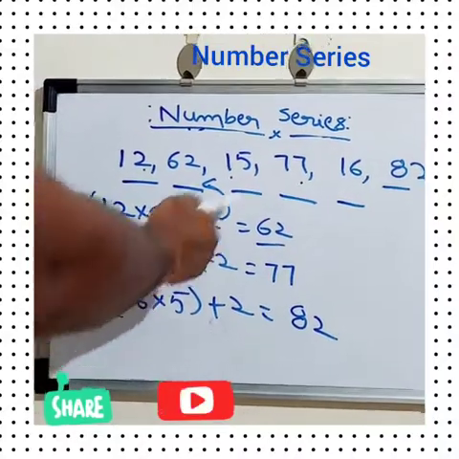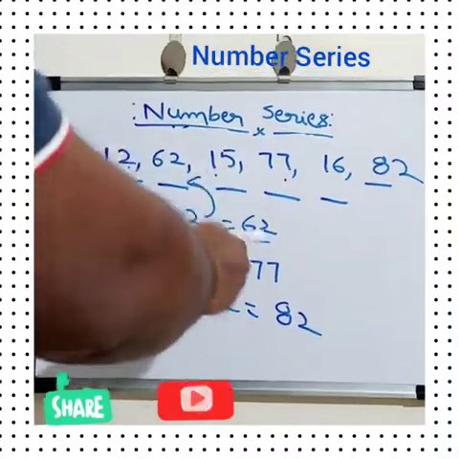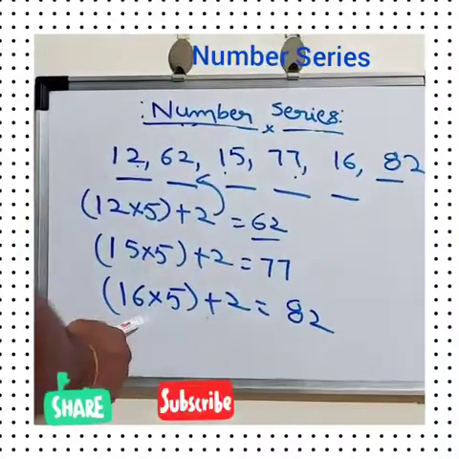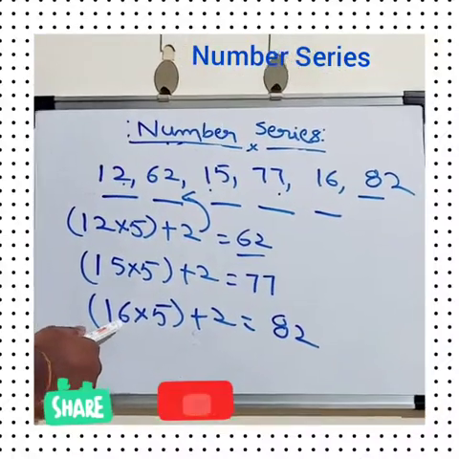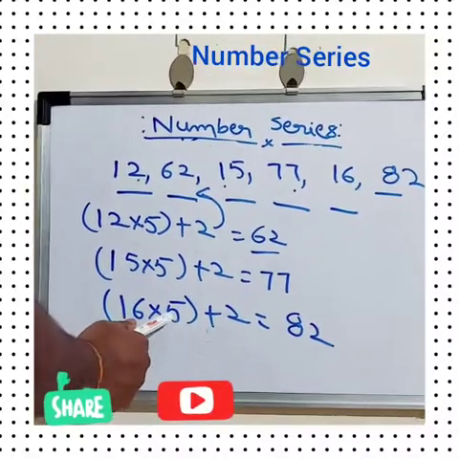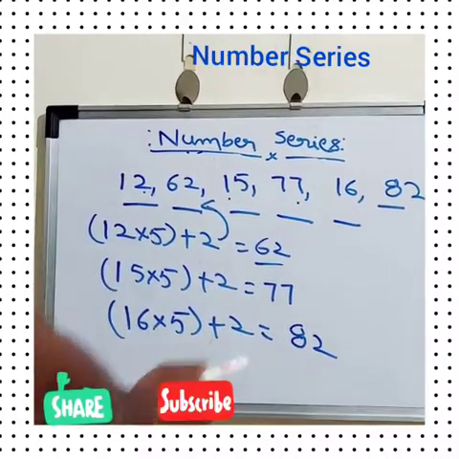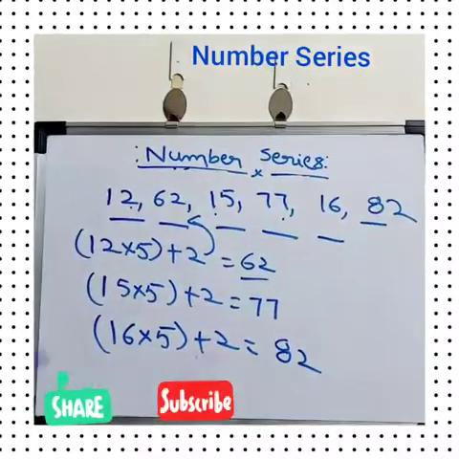So the same logic is applied to this series, this combination also. The same logic should be applied here. That is the reason we have multiplied 16 by 5 and then added 2. So the answer is 82.